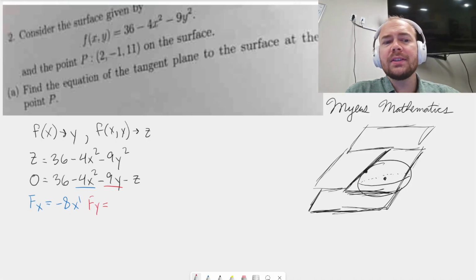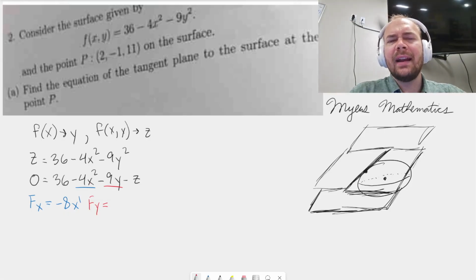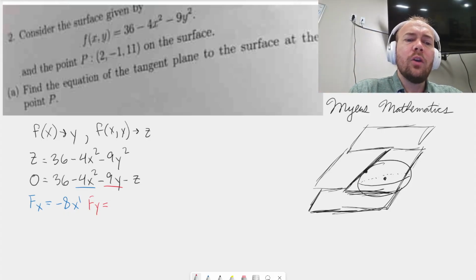So 36 still goes to 0. The x would go to 0 as well because it's now a constant, I should say. But for the y, oh, and I forgot to square it. I'm glad I caught that.